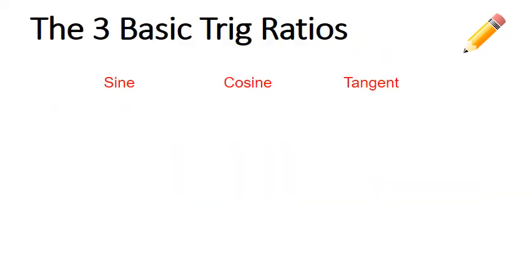The last thing you need to write down in your notes are the 3 basic trigonometric ratios, or trig ratios. They are called sine, cosine, and tangent. And when I see you next, we'll be talking more about what they are and what those relationships are in class.